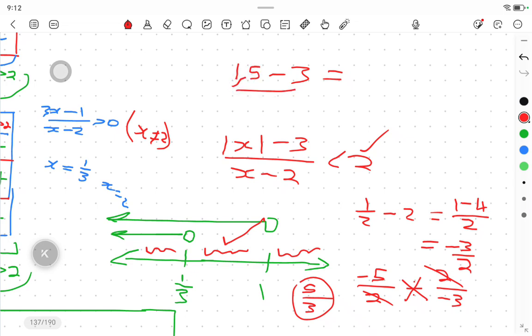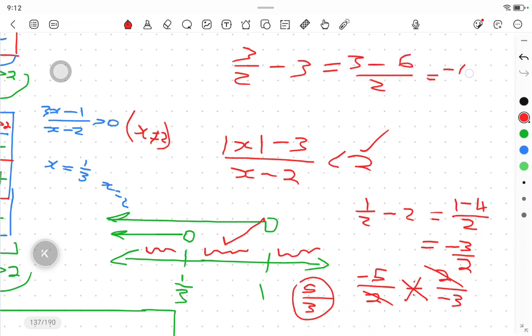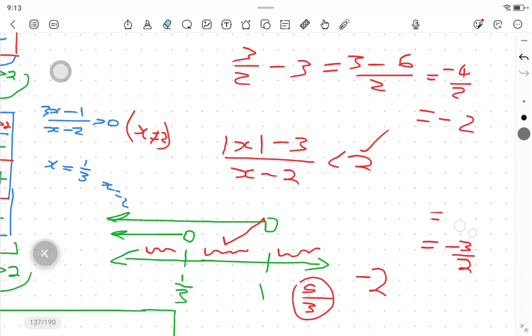Well, let me do this. 1.5 is 3 over 2. 3 over 2 minus 3, which will be equal to 3 minus 6 over 2. This is minus 4 over 2. This is minus 2, right? This one gives us minus 2. You can try to check that with the calculator if it's minus 2, right? You can see that I'm not using a calculator. So also here we plug 3 over 2. It should be minus 2.